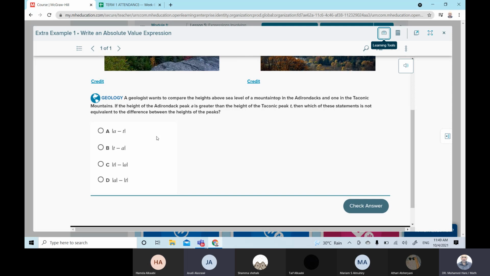A geologist wants to compare the height above sea level of a mountain top in the Adirondacks and one in the Taconic Mountains. If the height of the Adirondack Peak A is greater than the height of the Taconic Peak T, then which of these statements is not equivalent to the difference between the heights of the peaks?